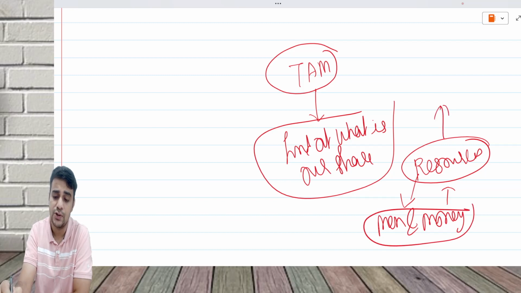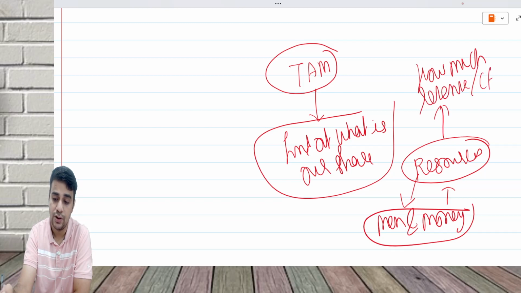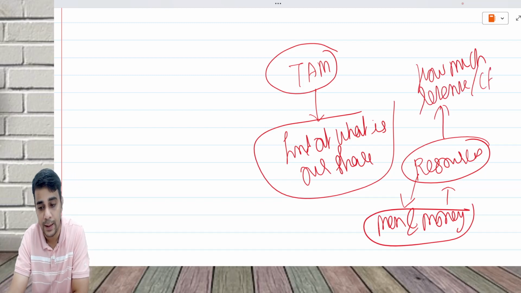Based on the resources, you decide how much revenue or cash flow can be earned. Arrive at that number. One is your total addressable market approach, the top-down approach, or the bottom-up approach. Based on either approach, arrive at the valuation which is feasible.